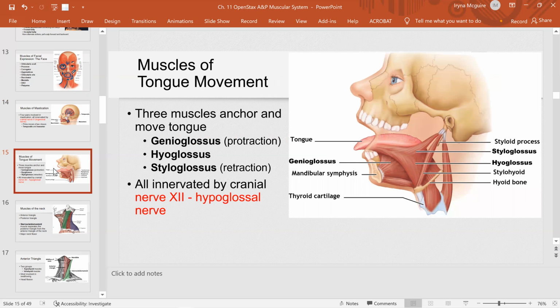Now here we have muscles of the tongue. 3 muscles anchor and move your tongue: genioglossus, hyoglossus, and styloglossus. Now, all of them have this word glossus, that means tongue, right? So genioglossus is the muscle right here. Hyoglossus is a muscle that originates on the hyoid bone, that's why it's higher, and inserts into the tongue, so that would be your hyoglossus. And styloglossus will be this one. That's the styloid process, so that's the styloglossus muscle. So you can see the insertion is your tongue, right?